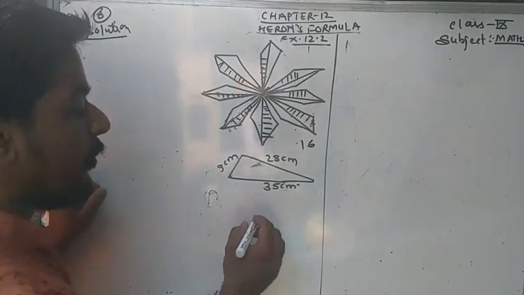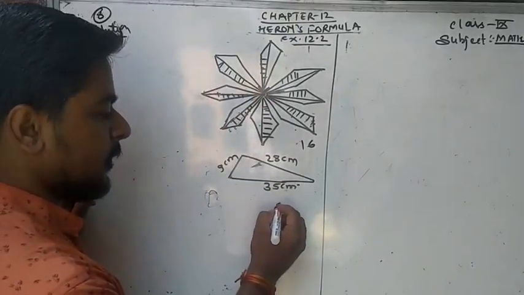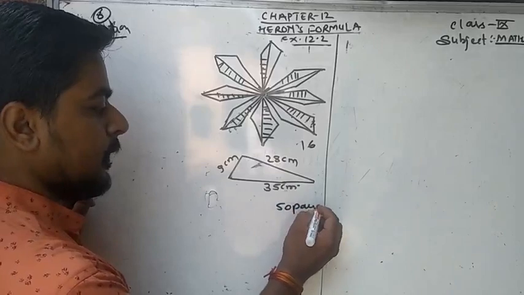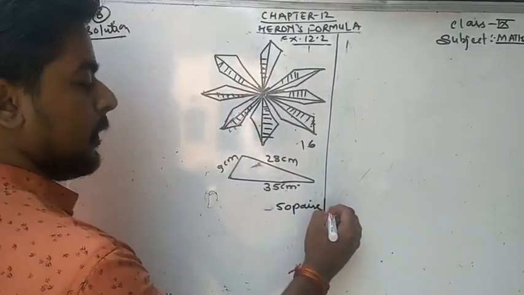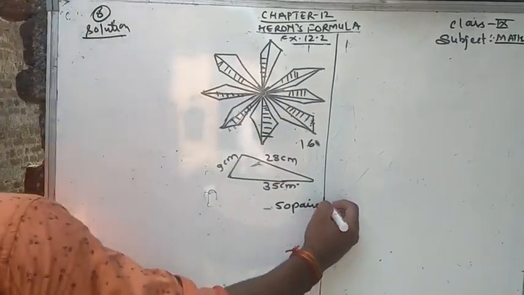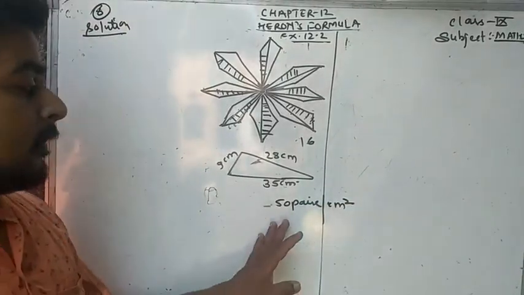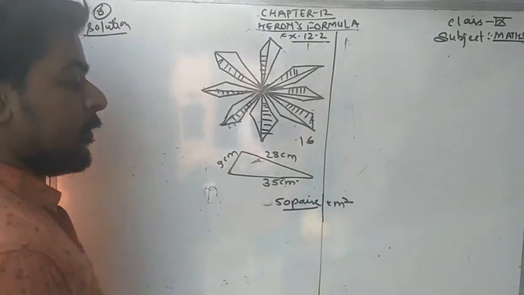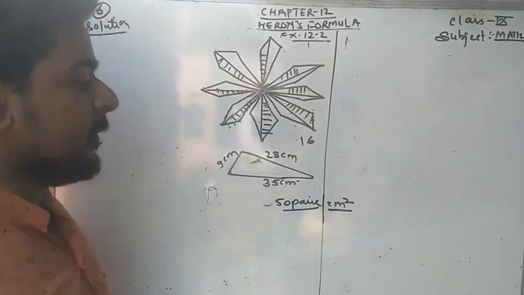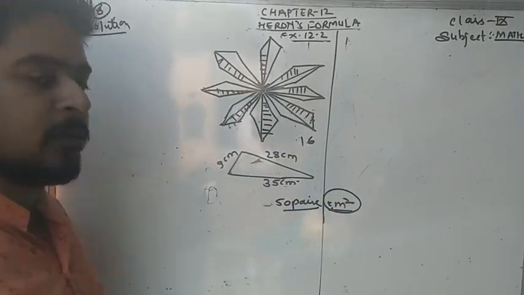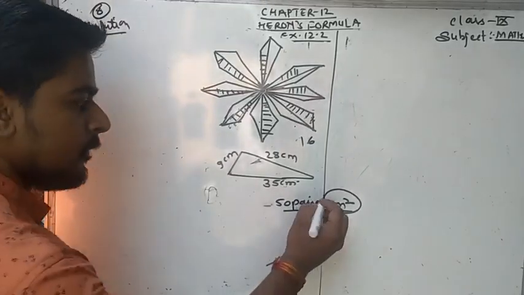In the last, we have to find the cost for polishing this design at the rate of 50 rupees 50 paise per centimeter square. Per centimeter square means we have to calculate the cost for polishing this design on the basis of centimeter square. And what is the centimeter square? Centimeter square is the area, and basically we have to find the area.